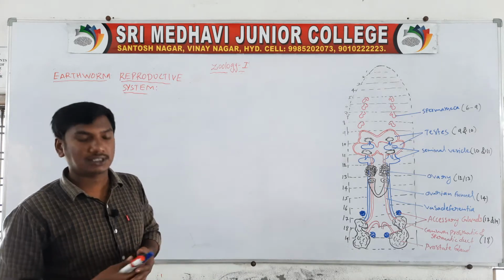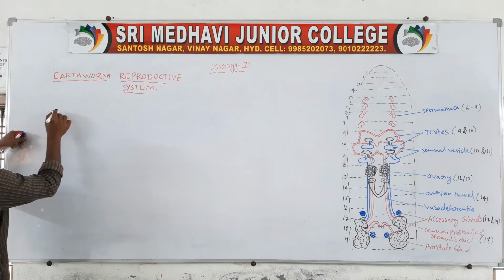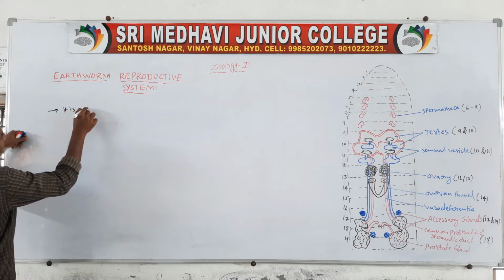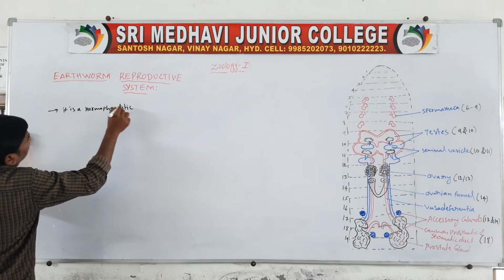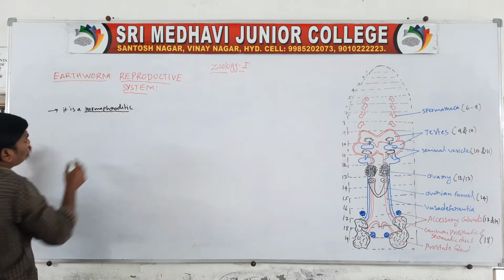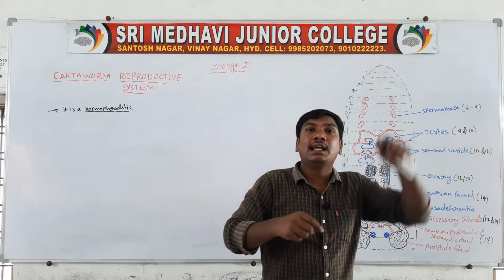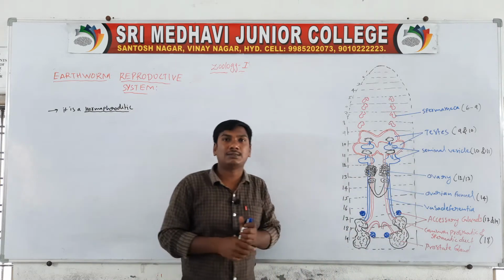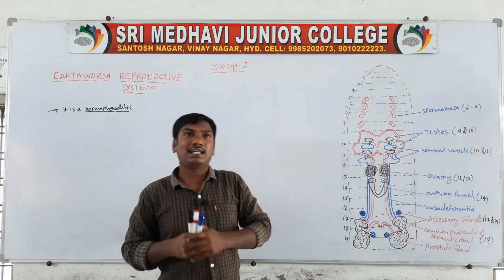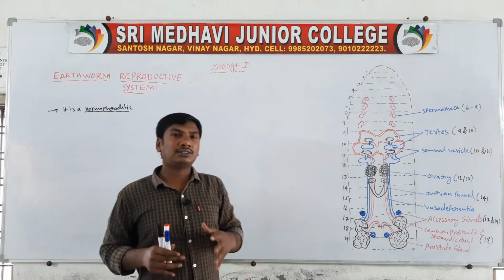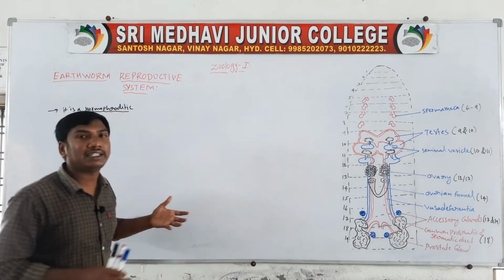The earthworm reproductive system. The earthworm is hermaphroditic. Hermaphroditic means a single earthworm contains both male and female reproductive systems in one organism. These types of animals are called hermaphroditic.